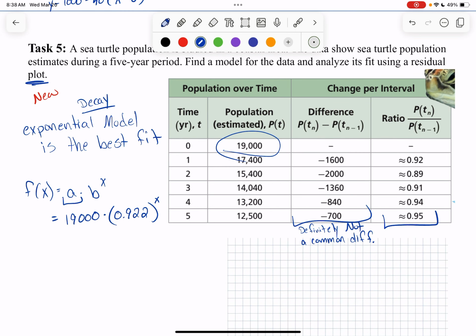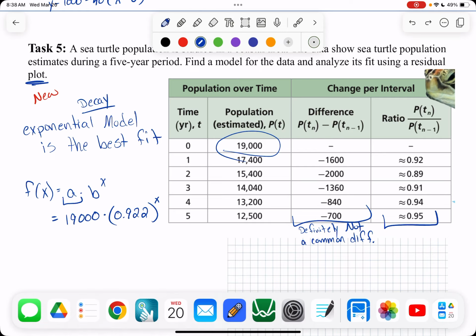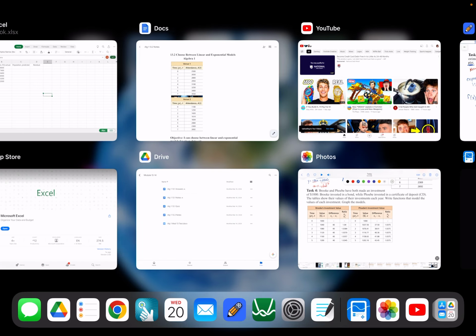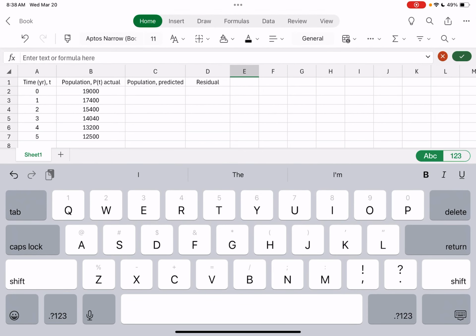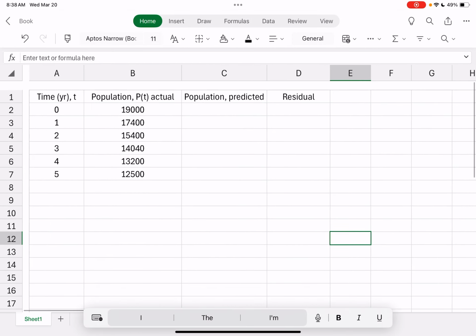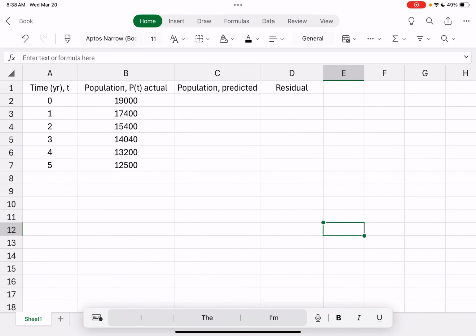The residual is, I would need to plug in each of these and take the difference. I could do it all by hand, but I'm going to use Excel. And to prevent me from jumping back and forth between devices, I'm going to try to use Excel on my iPad. We'll see how it works. All right, so I already have the data in here. So there's the year and the population.